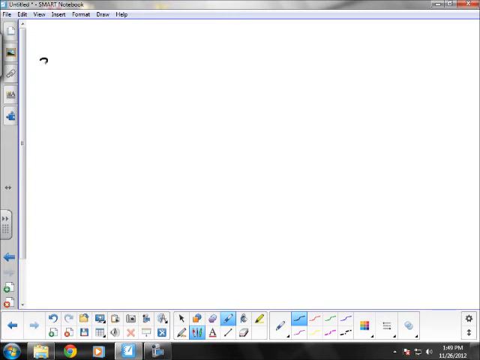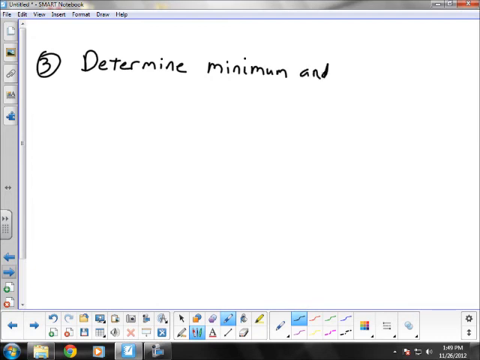Objective 3. We also want to be able to determine minimum, and, oh, it wouldn't be and, or maximum values. Now, why did I take the word and out? If I'm talking about a parabola, how many of these do I have? Just one. It's either a max or a min, right?